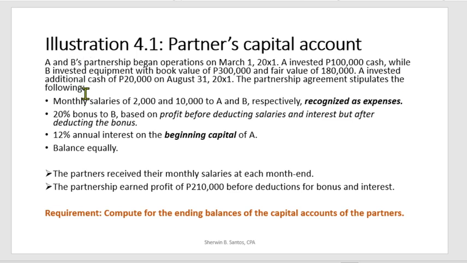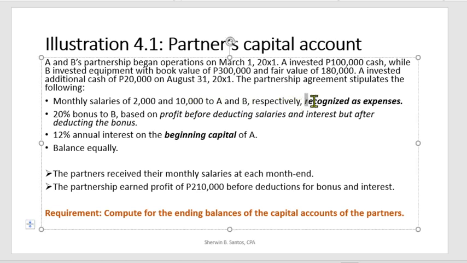So, may mga stipulation. Basahin nga muna natin yung requirement. Compute for the ending balance of the capital accounts of the partners. So, ending balance ang tinatanong dito. Monthly salaries 2 and 10,000 to A and B respectively recognized as expenses. So, kapag recognized as expenses, ibig sabihin, this is a deduction on the profits generated by the partnership.